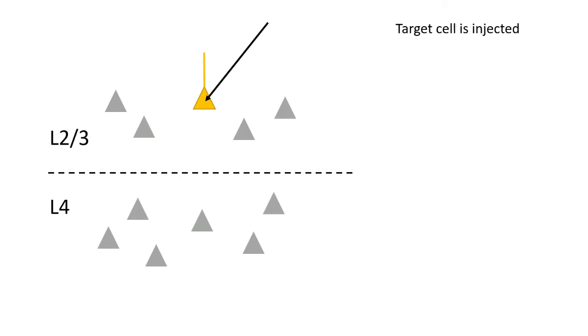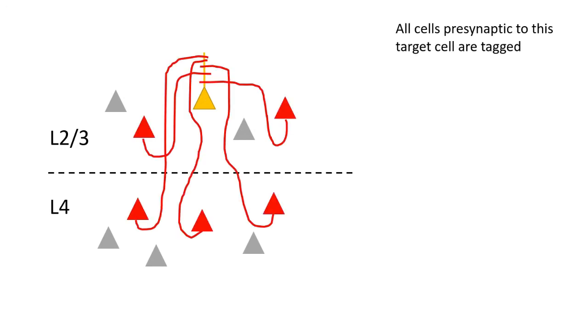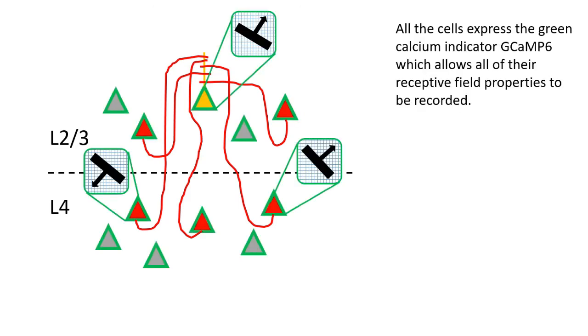The authors address this question by injecting a specially designed rabies virus into a single layer 2-3 cell in a mouse, which then infects all the cells and only the cells that are presynaptic to that target cell. All the cells express the green calcium indicator GCaMP6, which allows all of their receptive field properties to be recorded. And doing so allows them to test the hypothesis that the target cell's receptive field is formed by simply pooling the receptive fields of the cells presynaptic to it, or if something more complicated is happening.